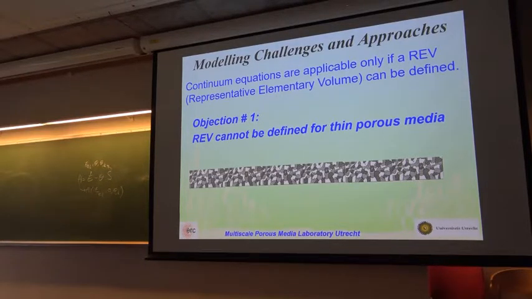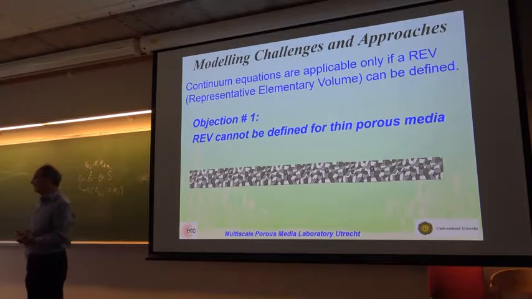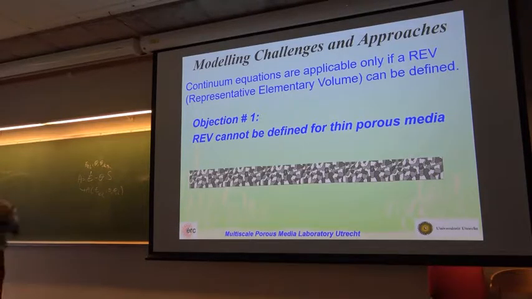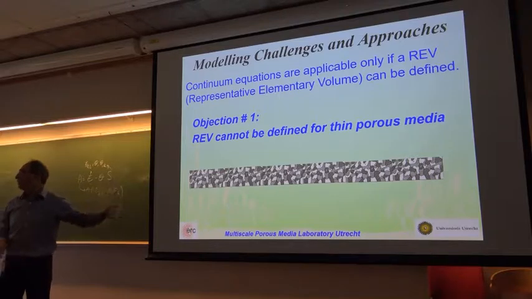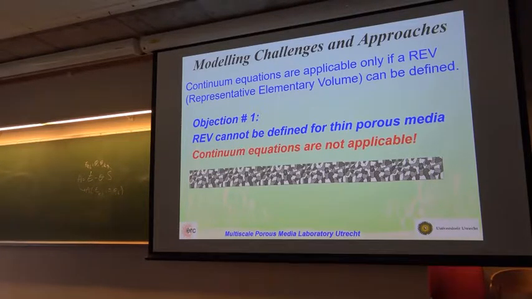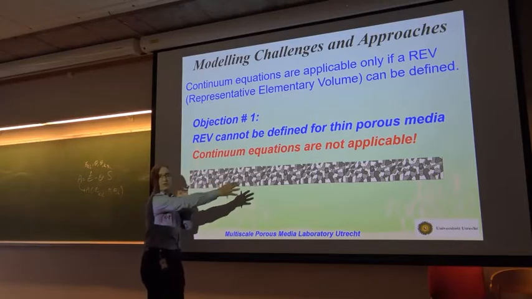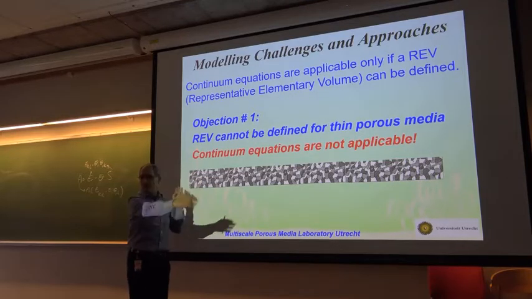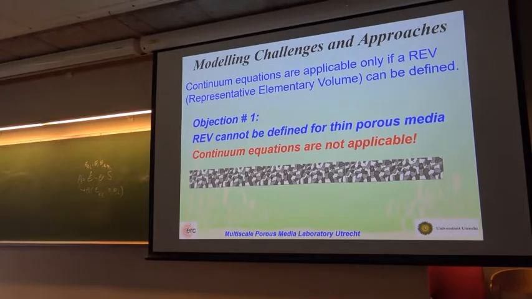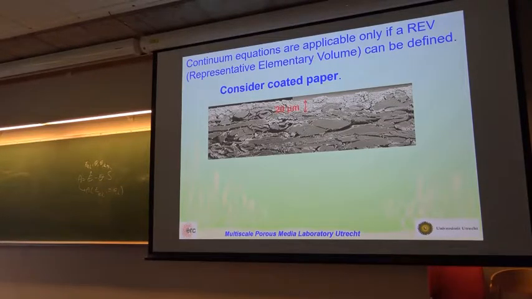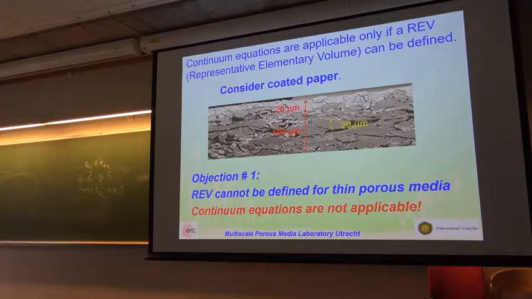So here is objection number 1. REV cannot be defined for this thin layer. So all the conceptualization behind our averaging concept, where we clearly define a restriction for the REV size, doesn't apply here. So continuum equations, I would say they are not applicable, not in the thickness direction. In the other direction, we don't have any problem. Your REV is big enough, usually the lateral extent is large. And yeah, I think this is basically what I talked about. This is an example of it.